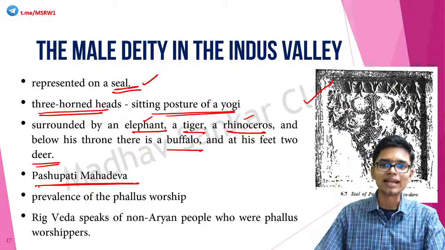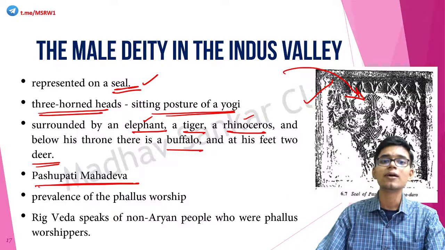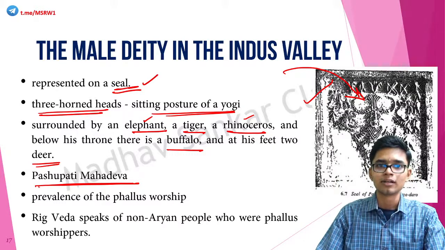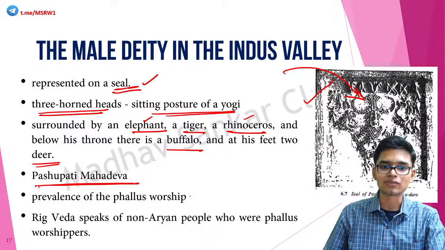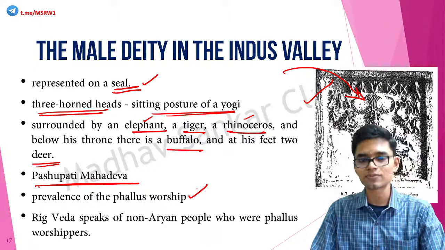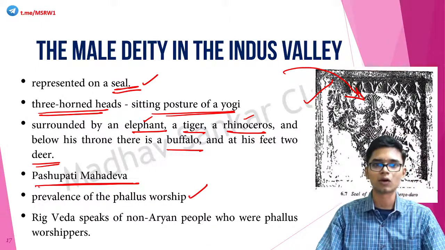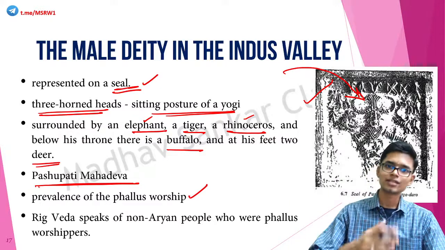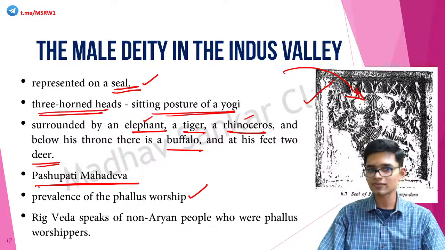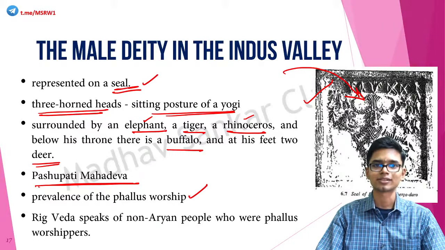Okay, so this is one evidence which points to the fact that Harappans prayed to a male deity. We also have prevalence of phallus worship. Okay, phallus worship means what? Worshipping genital organs. Okay, both male genital organ and female genital organ. So phallus worship existed back in those days.